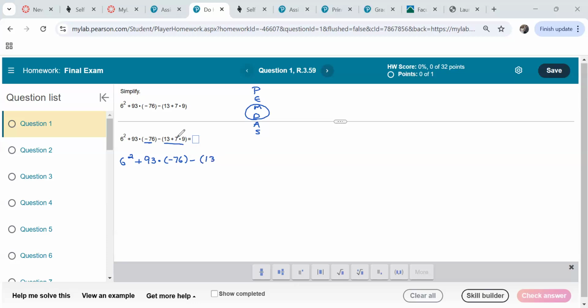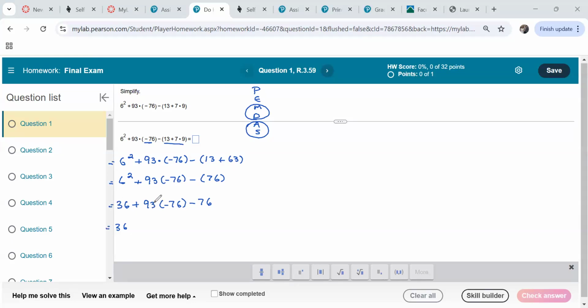So this is going to be 13, and 7 times 9 is going to be 63. The next part is I'm going to go back in those parentheses, and now I can do that addition. And it's going to give me 76. Now I can do the exponent because I did parentheses. Now I'm on exponents. So 6 squared is just 36. Then we have multiplication and division left to right. So we just have the one that we have to worry about.